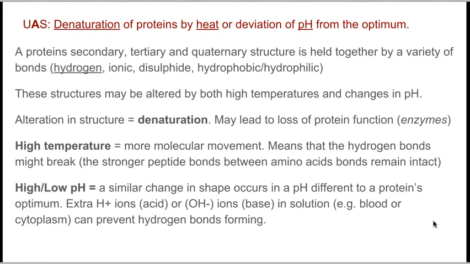Similarly, a high or low pH away from the protein's optimum or ideal pH can lead to shape changes. The extra hydrogen ions, which are acidic, or hydroxide ions, which are basic, in solution, for example, in blood or cytoplasm, can prevent hydrogen bonds from forming and thus affect the shape and therefore the function of proteins.